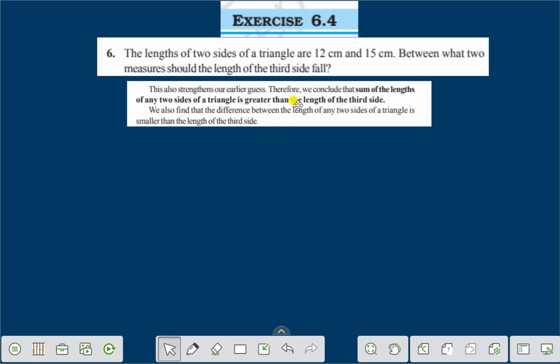Before that we conclude that the sum of the lengths of any two sides of a triangle is greater than the length of the third side. And there is another thing you have to know: the difference between the lengths of any two sides of a triangle is smaller than the length of the third side, right? These two theories will apply here.